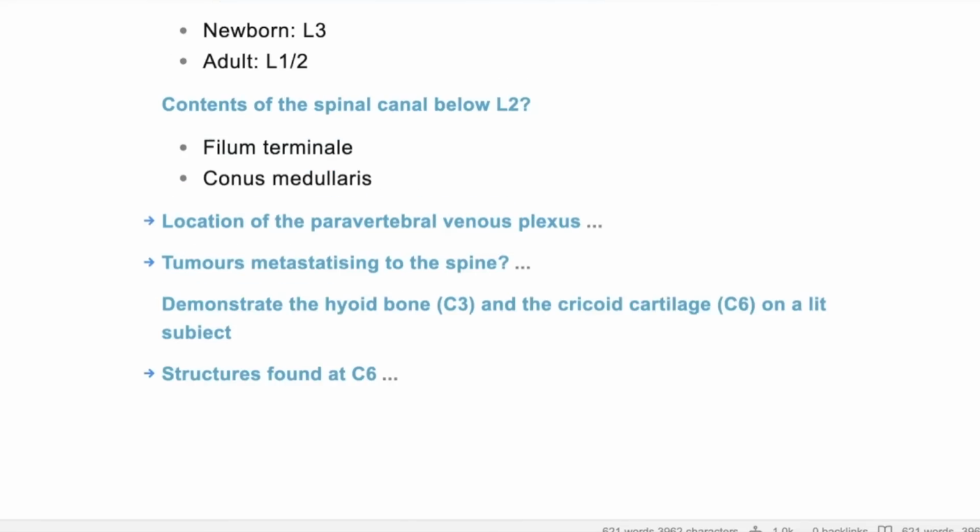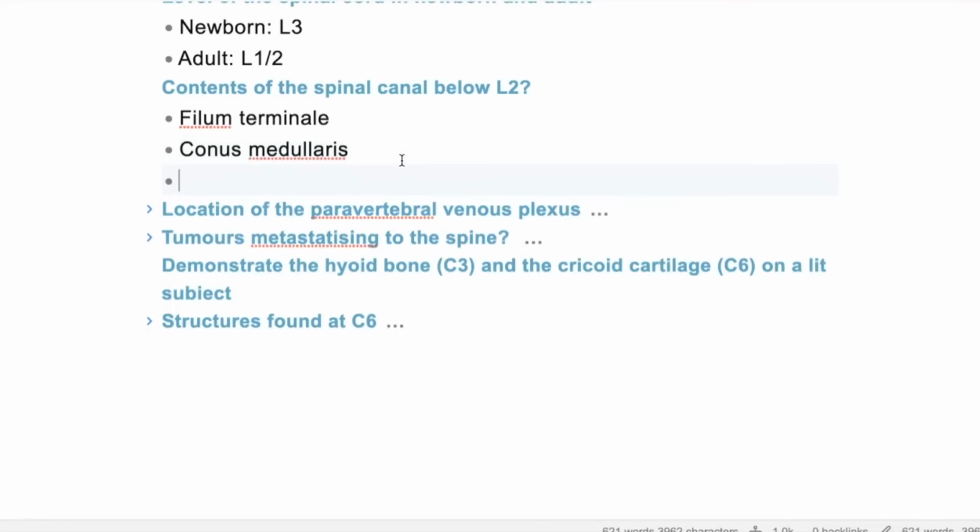Can you tell me the location of the cauda equina? Filum terminale and cauda equina. The conus medullaris is still there as well, but that's fine. I'll look into that.